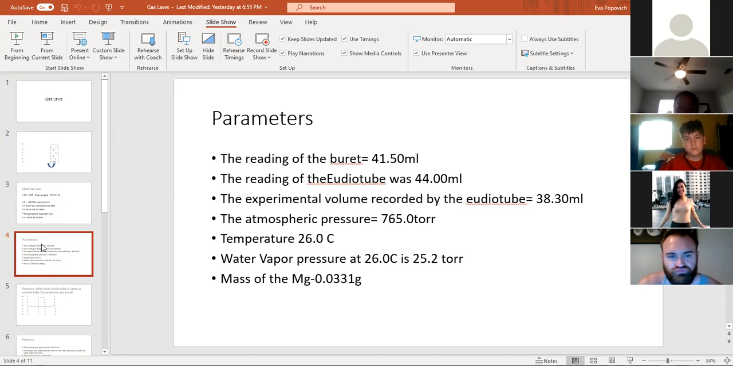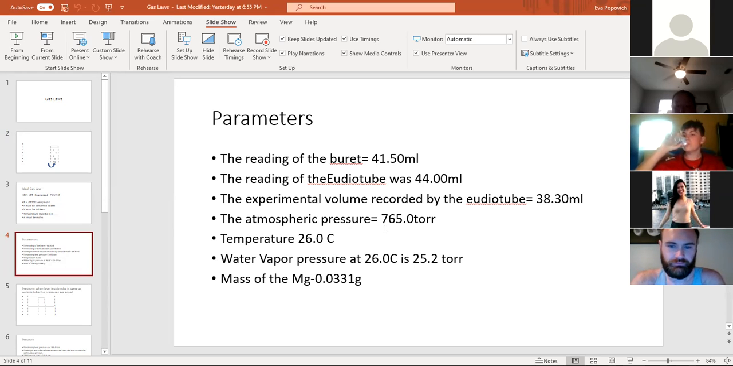I put that 41.5 milliliters into my Eudiometer tube and I read a new value of 44.00. The experimental value I got to be reading as 38.30, that's my actual experimental volume.